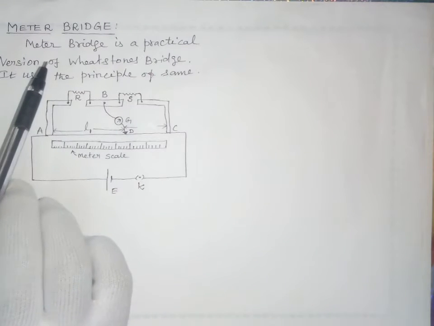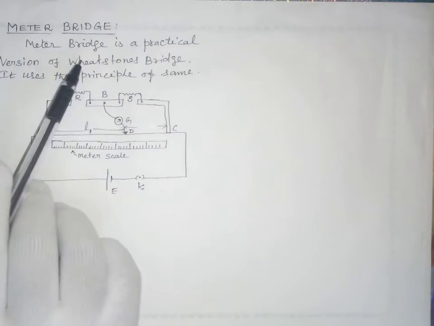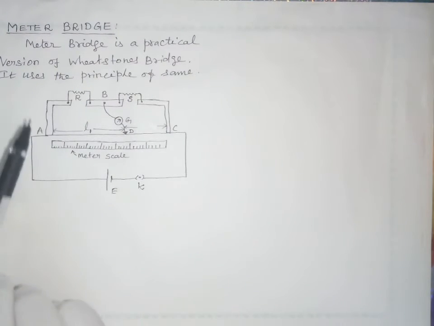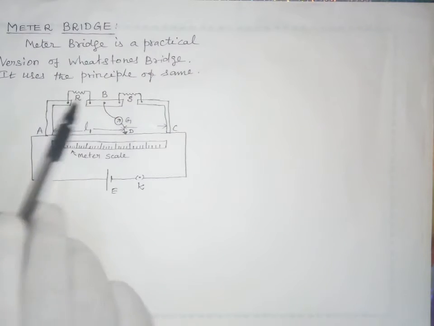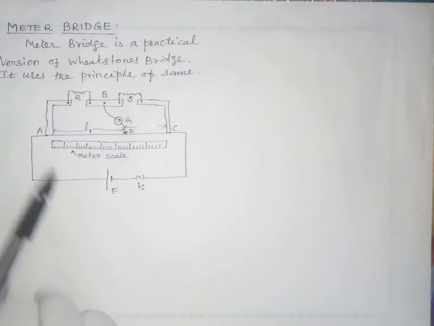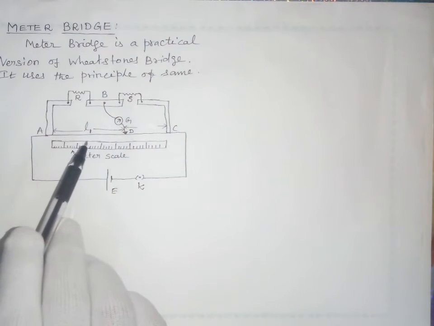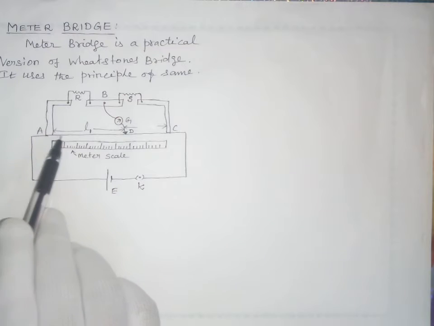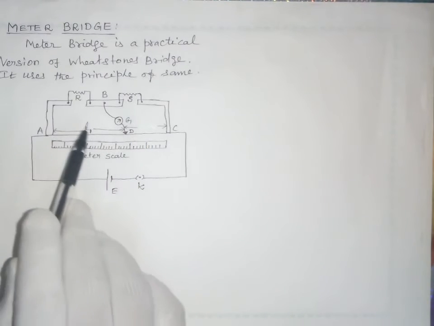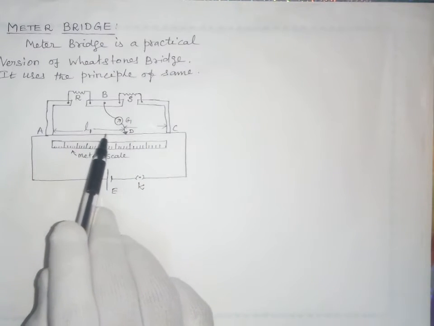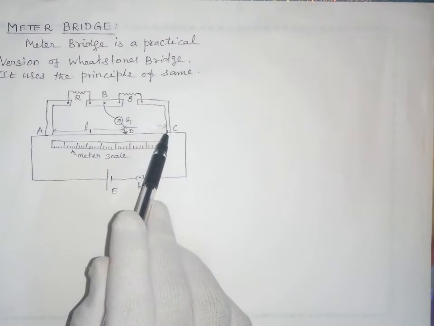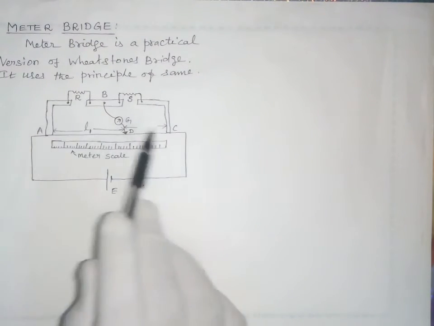The meter bridge is a practical version of the Wheatstone bridge because it applies the principle of the Wheatstone bridge. By using the balanced condition of the Wheatstone bridge we can find the unknown resistance. Here a meter bridge is shown in the diagram. It consists of a 1 meter length of metal wire with the same uniform area of cross section throughout its length, connected between the two ends of the metallic strips A and C.